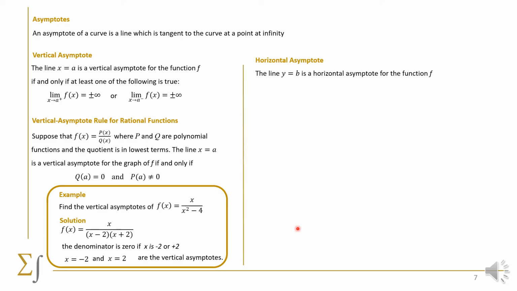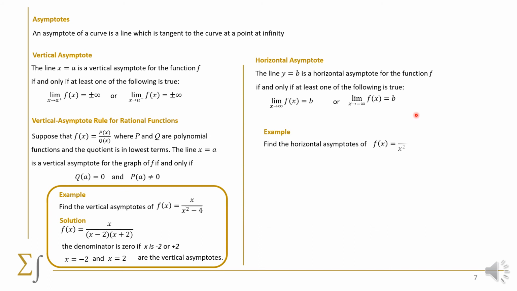Okay, we define the line y equals b to be a horizontal asymptote of the function f if and only if it satisfies one of the following conditions. If we take the limit of f of x as x goes to infinity, this limit is equal to b. Also, another condition, if the limit of f of x as x goes to minus infinity is equal to b, then y equals b is a horizontal asymptote.